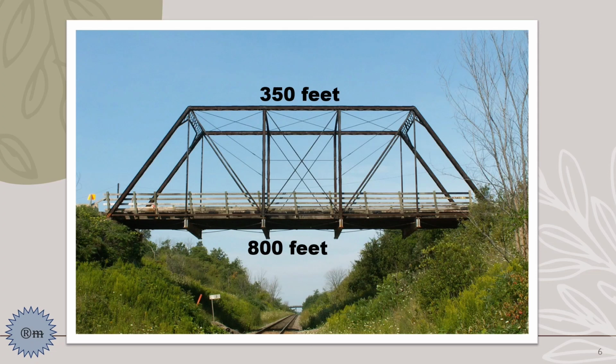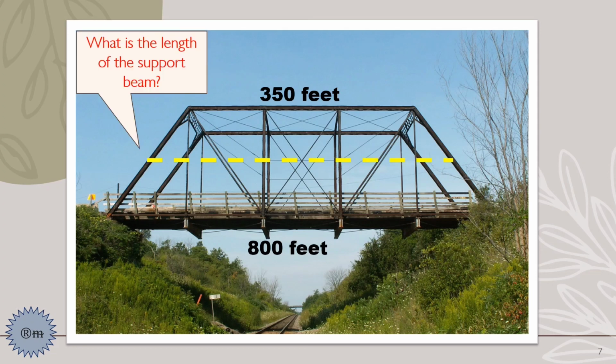Let's say the top of the bridge is 350 feet and we have 800 feet below, or the bottom. And you would like to construct a real support beam where the yellow line is shown. The length of this support beam is unknown to you. What do you think the length of this support beam is? After learning this lesson for today, we can solve the measure of the support beam of our bridge.